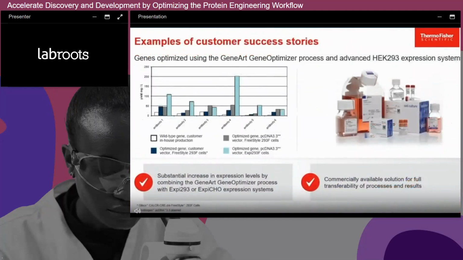In this other example, the customers had a different problem. They wanted to use the XP293 and not switch to another system, and they wanted to have a higher protein titer. So here the advice was to stay with our system. We also tested the Freestyle 293, which didn't perform as well as the XP293, and then we switched from their vector to our pcDNA 3.3 vector, which even increases the expression. And then we combined this with the gene optimization. So the result is clear. You see in the histogram the pale blue bars where the expression is boosted.